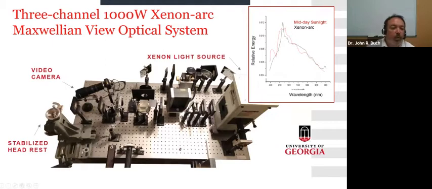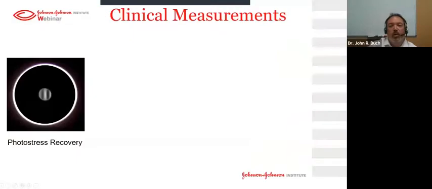Okay, so if you're a patient sitting over here on the left-hand side, what do you see? What are you looking at? Well, when you sit there, you actually see this kind of image. There's a central grating in the center, and it's surrounded by this black ring. And that black ring is actually the light source.